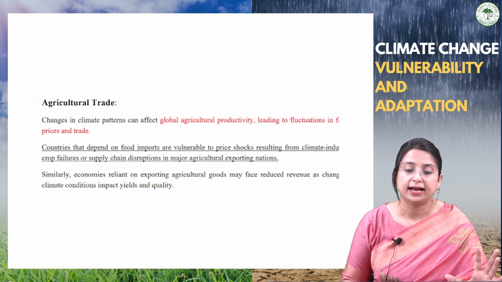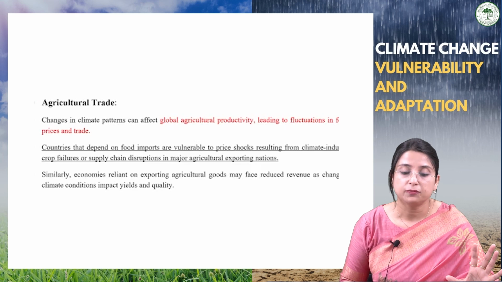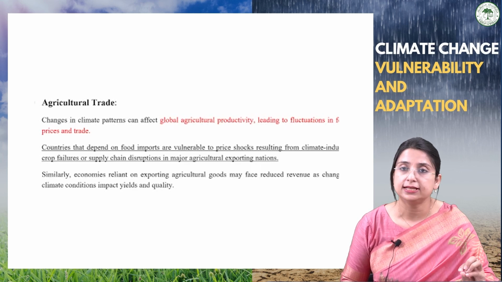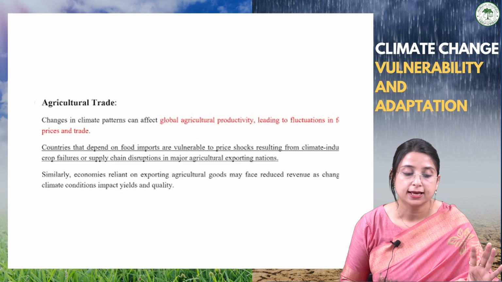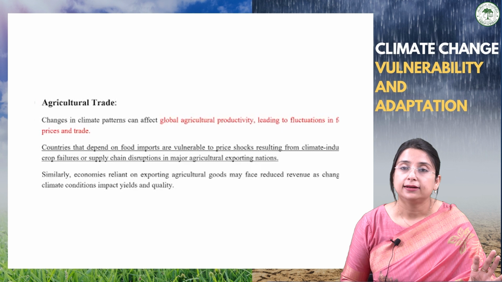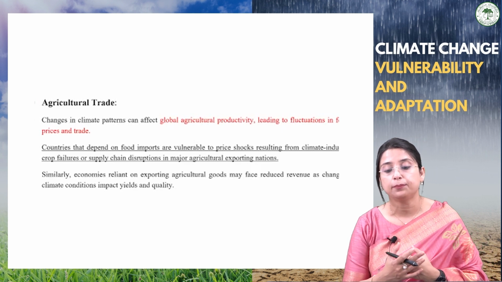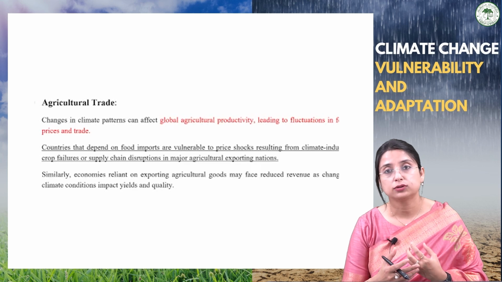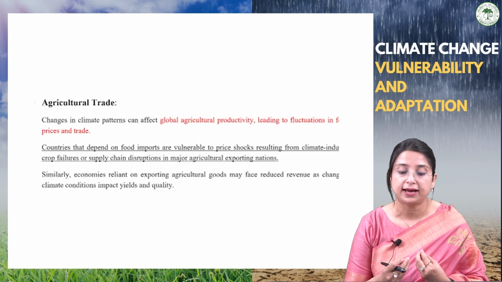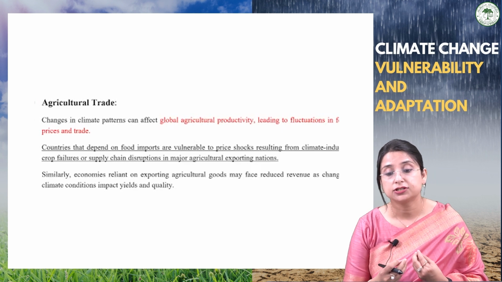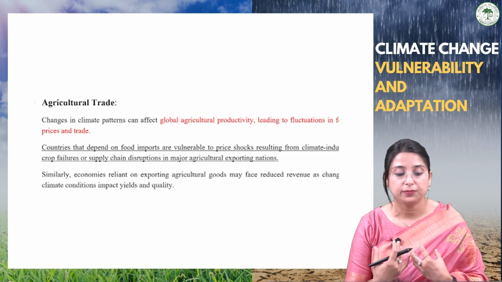Similarly, in terms of agricultural trade, if a certain climate shock hits the agricultural sector, productivity will certainly reduce. That will lead to fluctuation in food prices and also prices in trade, and that will affect mainly the countries dependent on food imports, which are most vulnerable to price shocks resulting from climate-induced crop failures, or even from supply chain disruption in major agricultural exporting nations. So countries that are more dependent on agricultural imports will be affected.